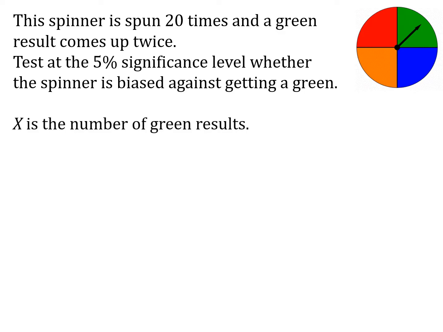So, if you remember, we had this idea of a random variable. In this example, the random variable is the number of green results, the number of times that we spin a green. And then we have our null hypothesis and our alternative hypothesis. The null hypothesis, we said, was kind of the default state. So in this situation, we would assume that the spinner is fair, that the probability of getting a green is a quarter. What we're testing is whether it's biased against getting a green. So our alternative hypothesis, H1, is that the probability of getting a green is less than a quarter. And we always have to write those down.